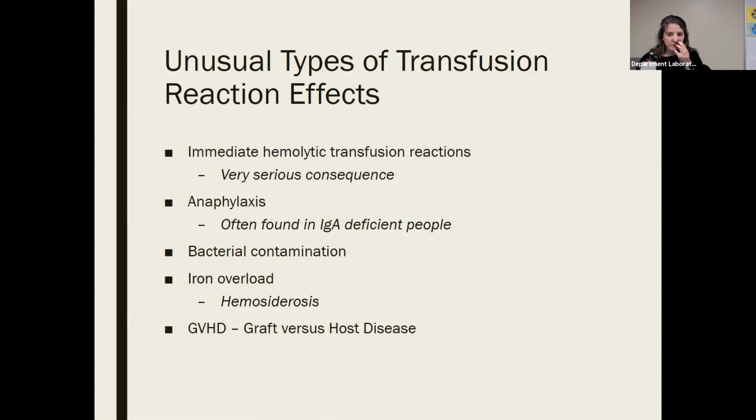Unusual types of transfusions. Immediate hemolytic transfusion reactions. This would be if you gave the wrong type of ABO. It does not happen, all right, very often in blood bank. Okay, there are several safety mechanisms in place before that patient transfusion is started.